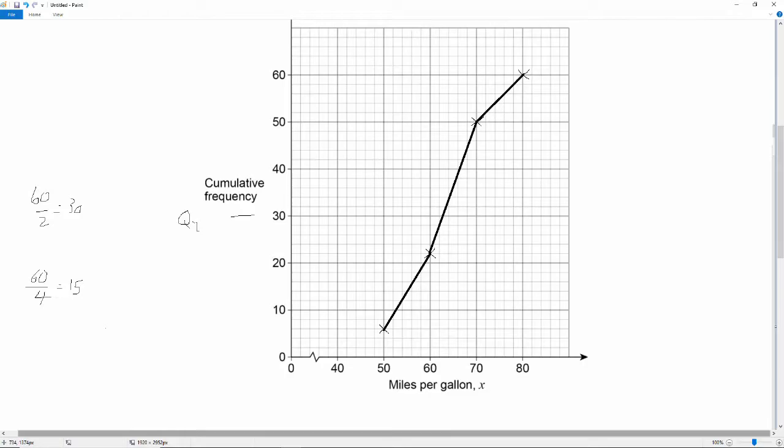So halfway between 10 and 20 is going to be here. This is quartile 1, or the first quartile, and our third quartile is going to be 60 divided by 4 times 3, which is equal to 15 times 3, which is 45. So that's halfway between 40 and 50. So that's our quartile 3, or third quartile.